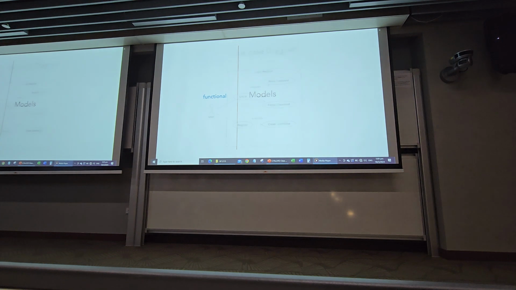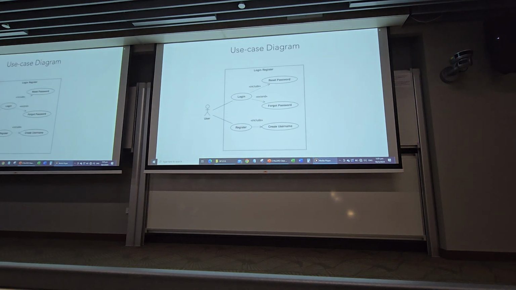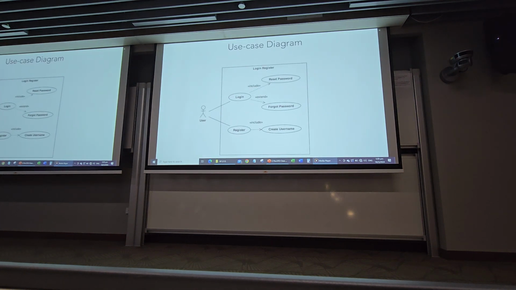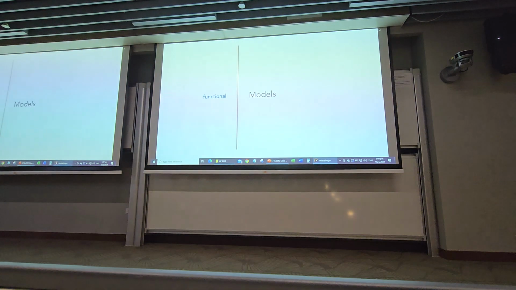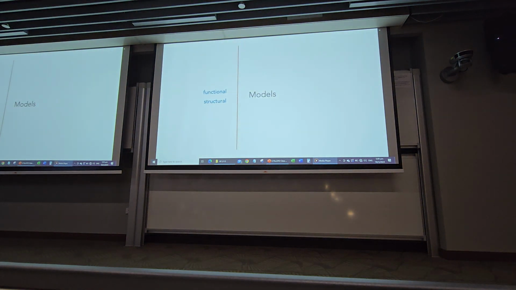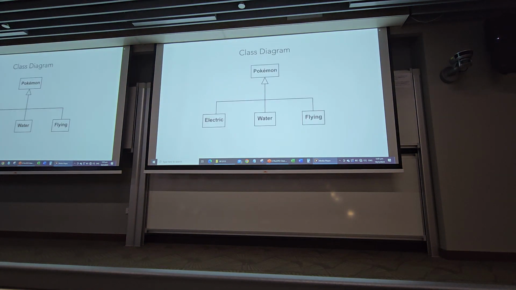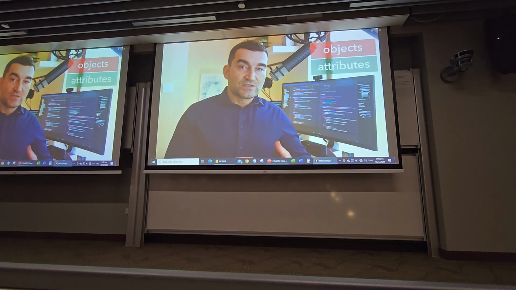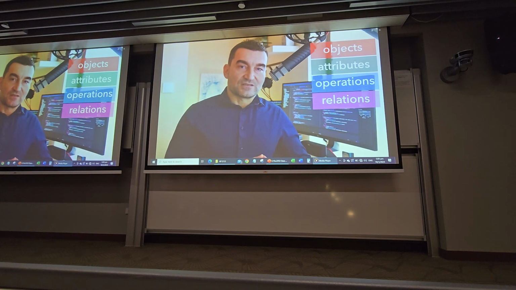The use case diagram describes the functional model of a system. That is, the functionality of a system from the user's point of view. To describe the structure of a system, UML provides structural diagrams. We'll talk about the class diagram, which can be used to describe the structure of a system in terms of objects, attributes, operations, and relations.